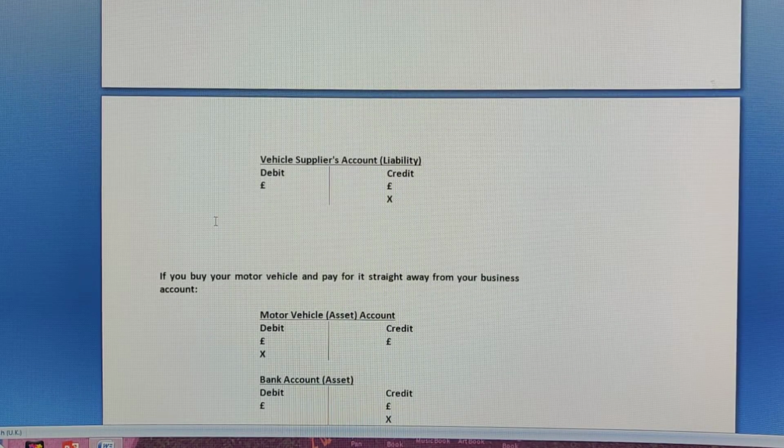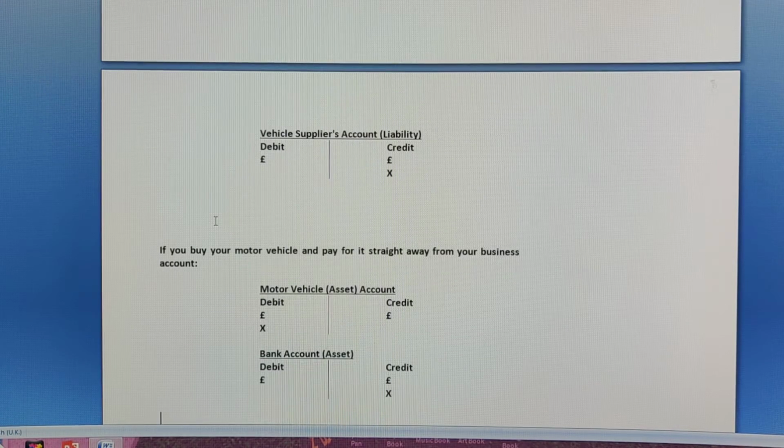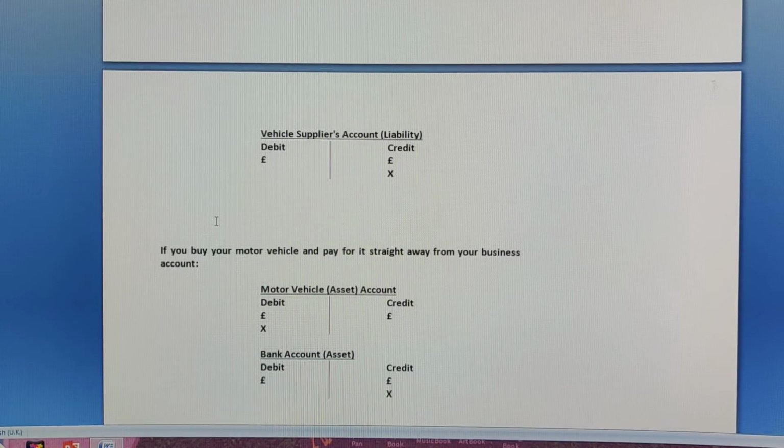So, if you buy your motor vehicle and pay for it straight away from your business account, either by check or maybe cash, your motor vehicle, your asset has increased. So you need to debit the asset account. And another asset has decreased, in this case, your bank balance has decreased. So you need to credit that. That is another asset. One asset has increased, another one has decreased. Double entry.